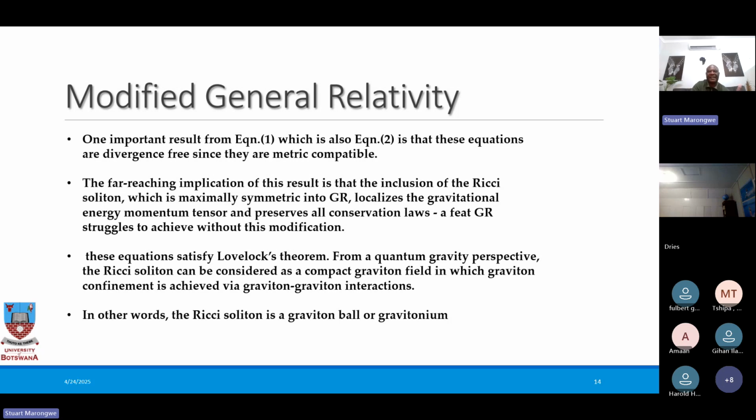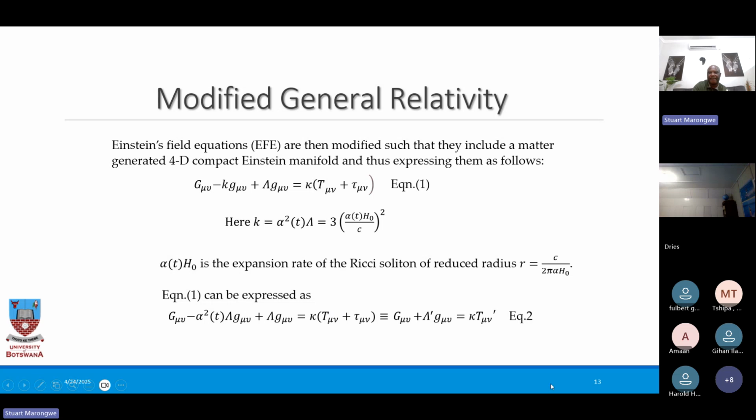So this modifies general relativity, and there's a lot of things that it helps with, just by including the Ricci soliton. In general relativity itself, energy and momentum is not conserved, but if I include this Ricci soliton, energy and momentum is conserved. It also satisfies Lovelock's theorem. It's a theorem that governs equations of gravity in four-dimensional space. As you can see, this equation still appears like Einstein's equation, so it satisfies Lovelock's theorem.